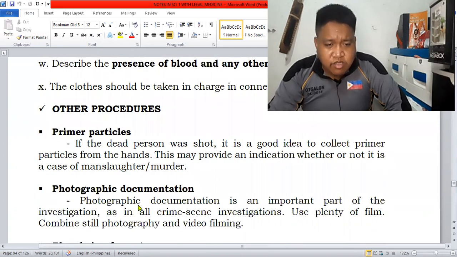Photograph documentation is an important part of the investigation as in all crime scene investigations. Use plenty of film. Now, film is no longer used, no? But with the use of digital photography, with the use of memory card.